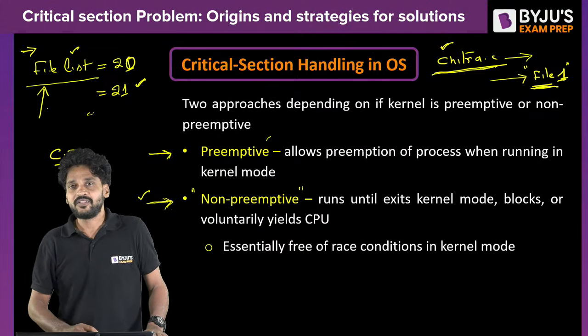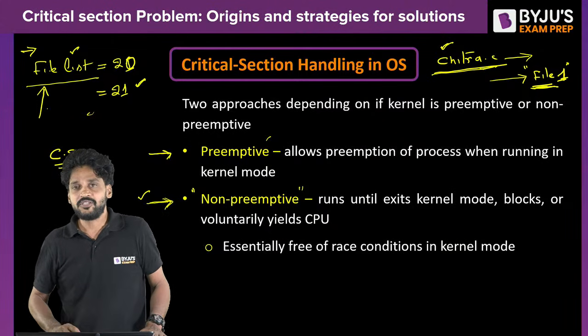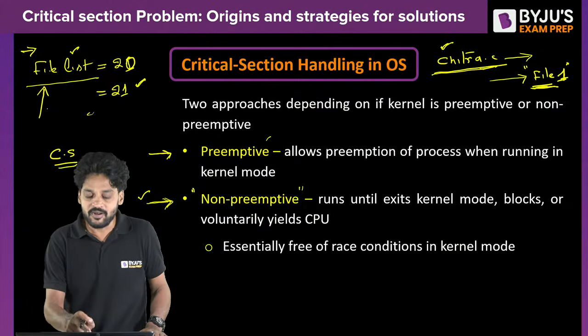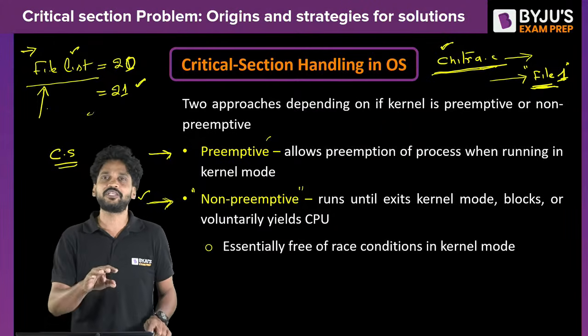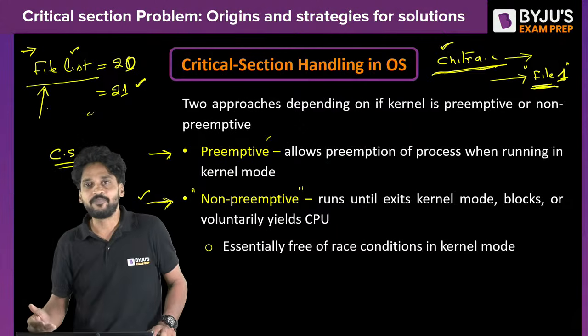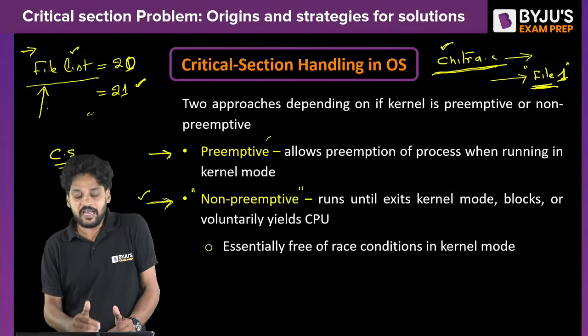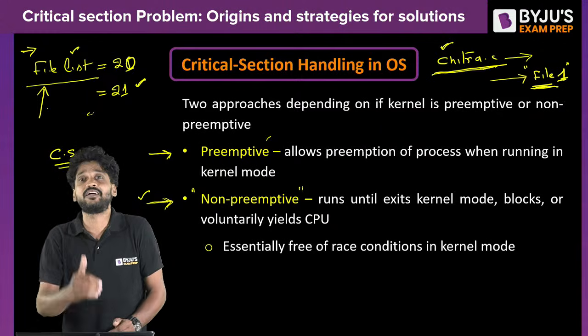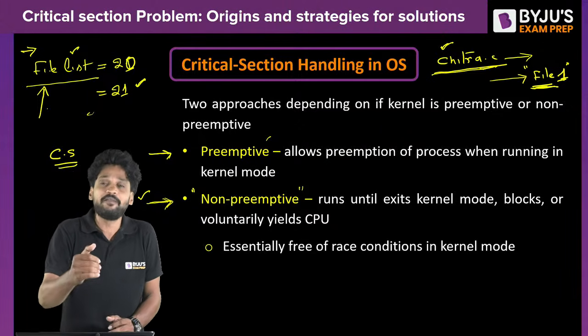So, my question is, when you design a kernel, what would you choose? Preemptive kernel or non-preemptive kernel? Obviously, you may say, sir, non-preemptive kernel. When I become a kernel developer, I would choose non-preemptive kernel. Simply wrong. Non-preemptive kernels are less responsive than preemptive kernels.